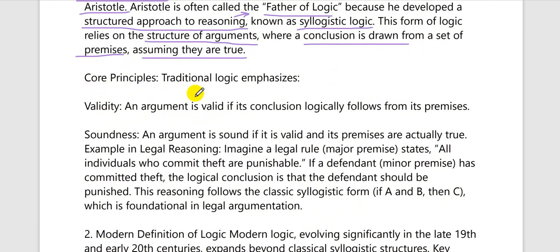So what are the core principles? Traditional logic emphasizes validity and soundness. So two important components of traditional logic are validity and soundness.